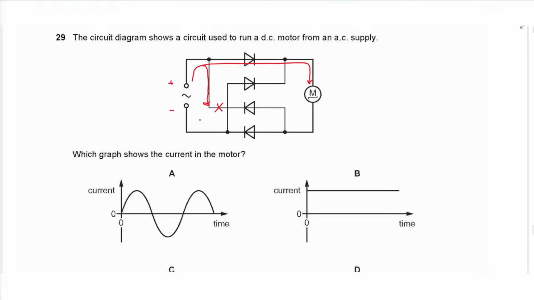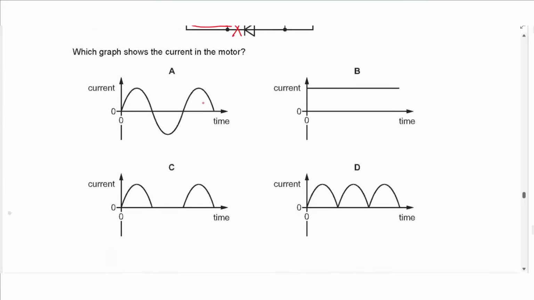And if we reverse polarity, the current would go from the bottom side. It cannot pass through this diode. It goes up to this diode and again flows downwards in the motor. So if you reverse the polarity of the supply, the motor still works. That is like a full wave rectifier circuit or a bridge circuit. So it would be like the diagram in D.